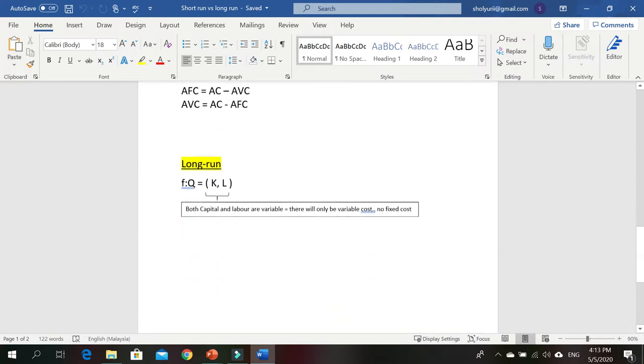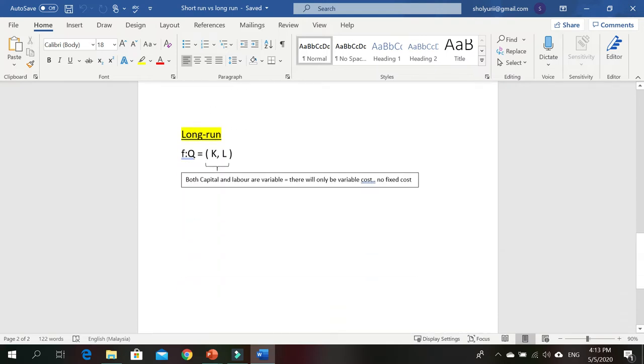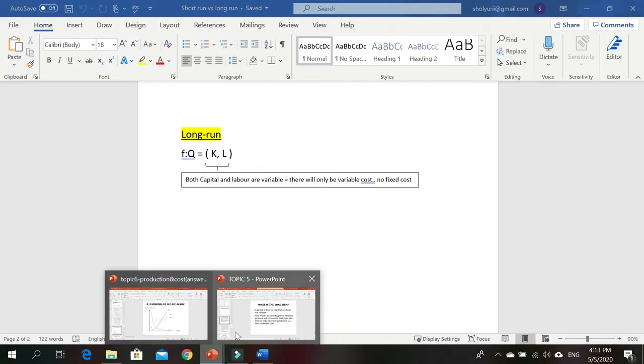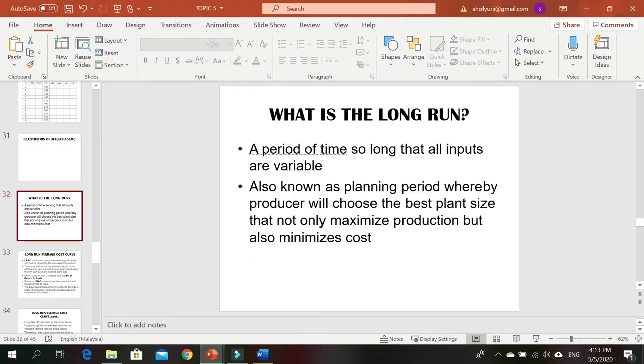But in the long run, we don't have a limit for both of our inputs. So both our capital and labor, both of our inputs here are variable inputs. So there are only variable costs. There is no fixed cost in the long run. So that's why it says here, the period of time so long that all inputs are variable.